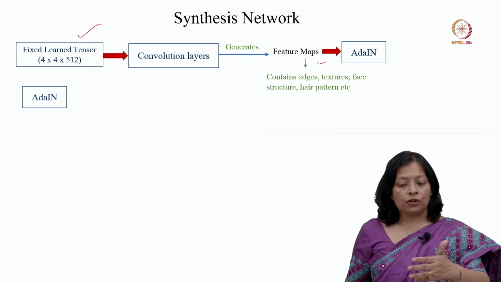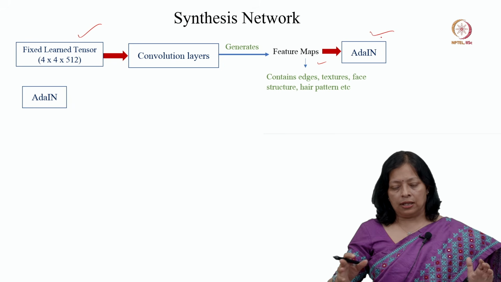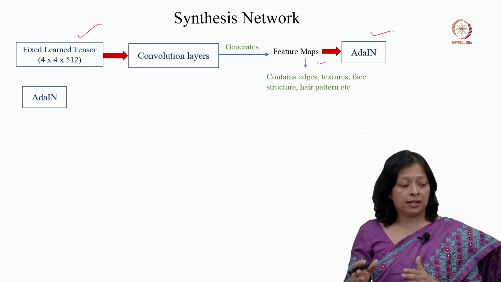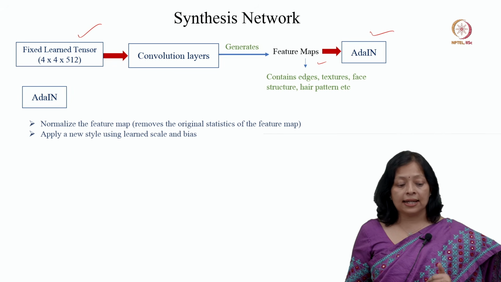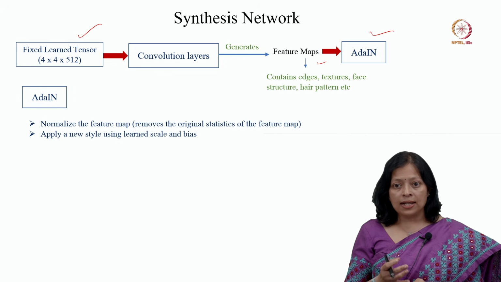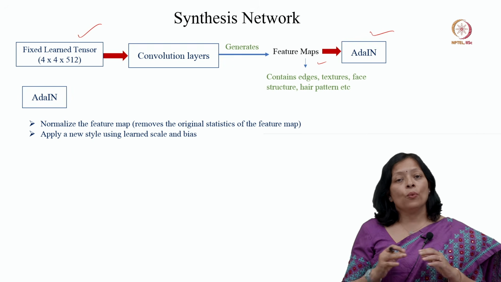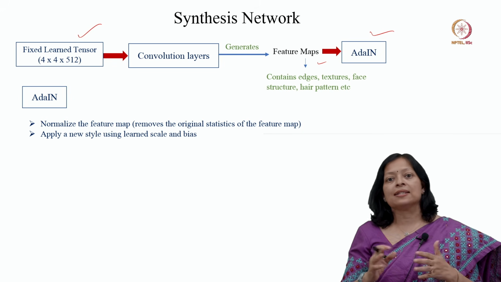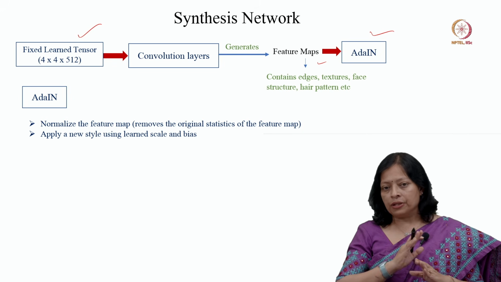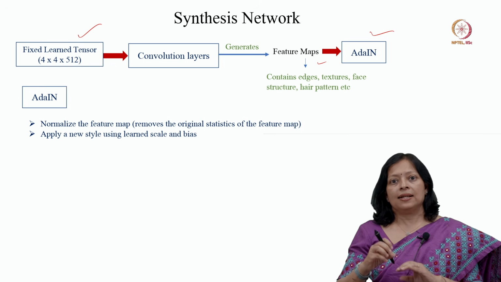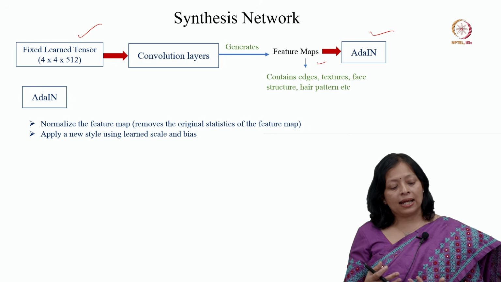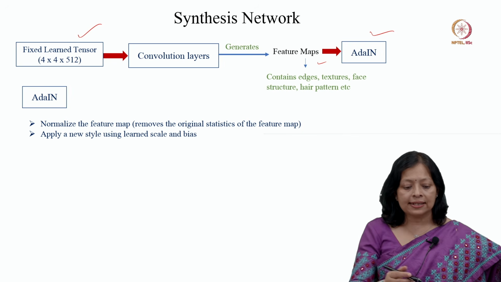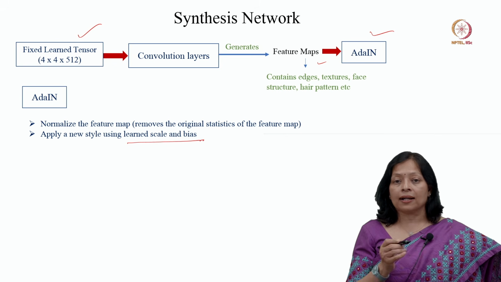Now, what is the function of AdaIN? I have told you that it plays a very important part in style injection. AdaIN does two things. One, it normalizes the feature map. When it normalizes a feature map, it is basically erasing all the original statistics that are in the feature map. So it is erasing the styles that are present, and then it applies a new style using learned scales and biases. These learned scales and biases are coming from the affine transformation.